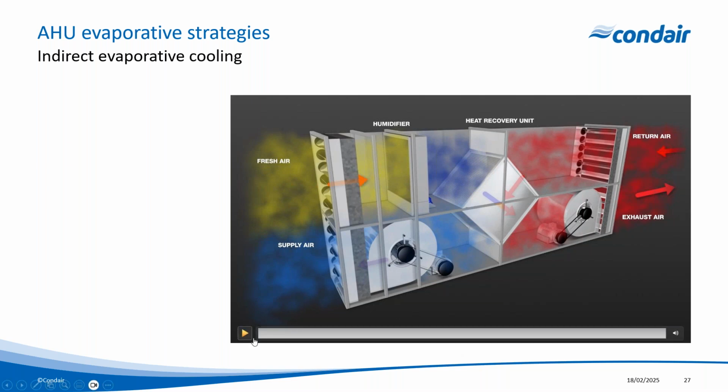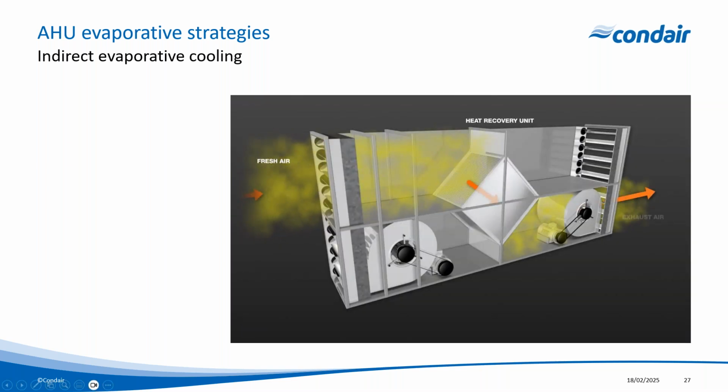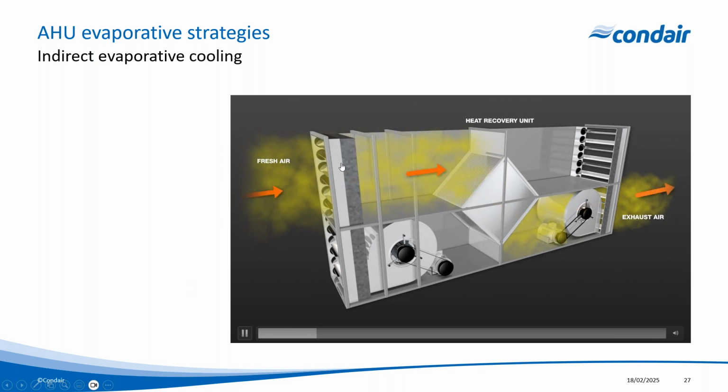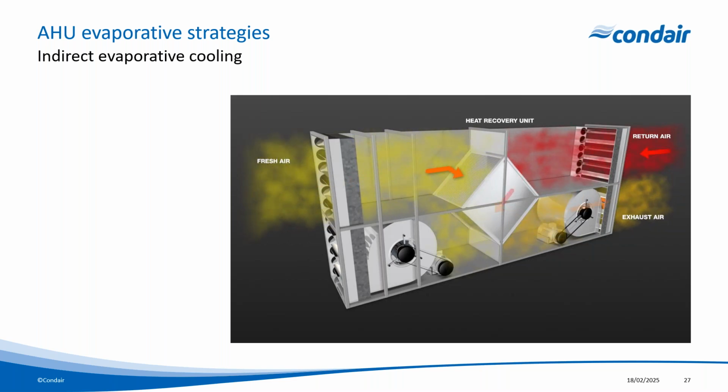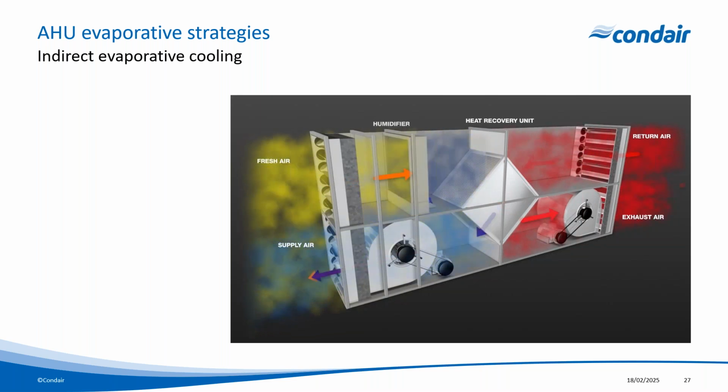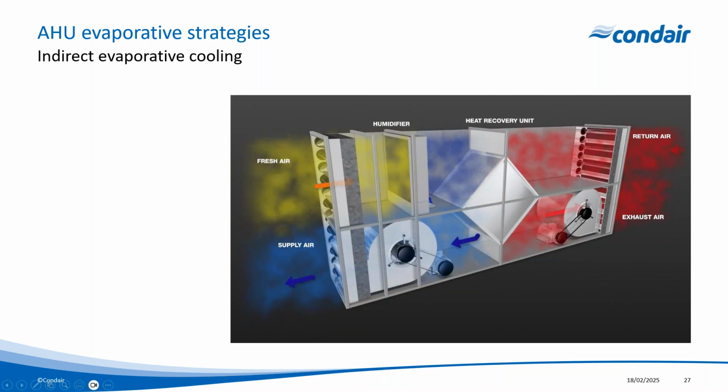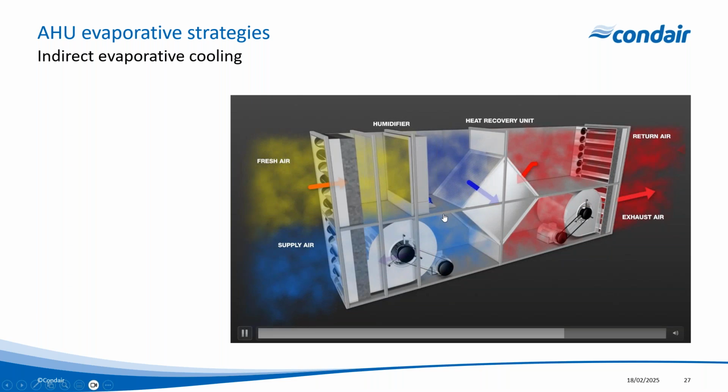So in this case, we're taking our fresh air stream, which is cooled adiabatically, as close to saturation as possible, so the highest moisture content and the lowest possible temperature. And because we don't want that moisture to be supplied to the space, we'll actually use a heat exchanger like we would a traditional coil. So we'll pass the cool air through one side of the heat exchanger, and then we'll just exhaust that out.